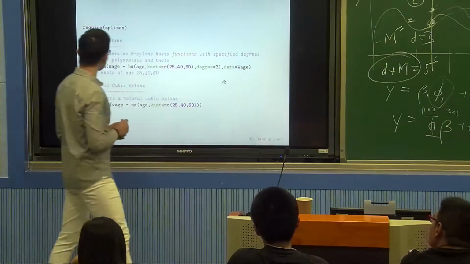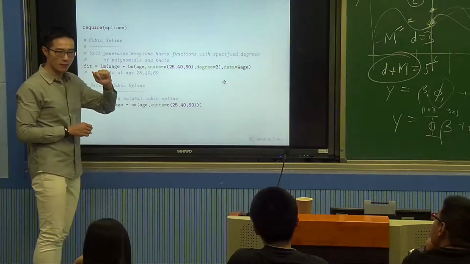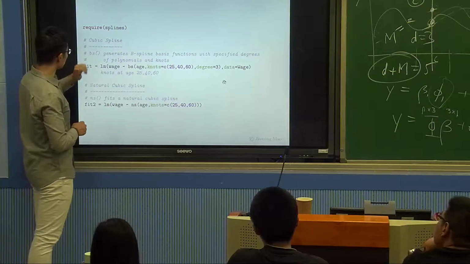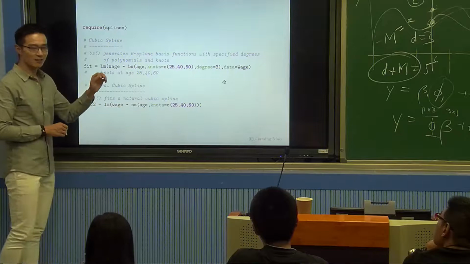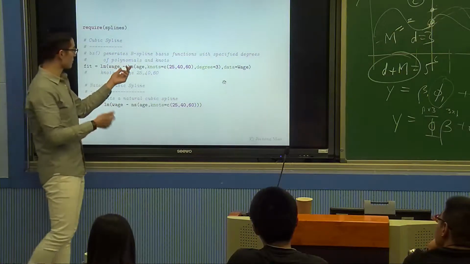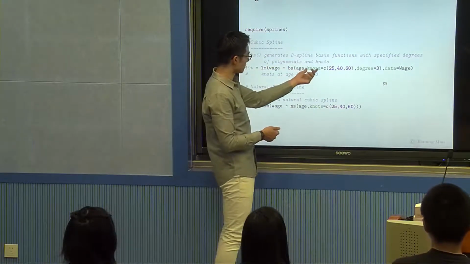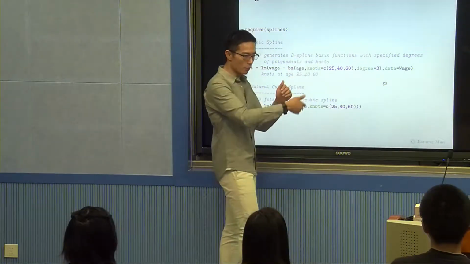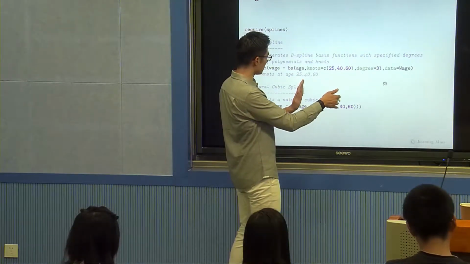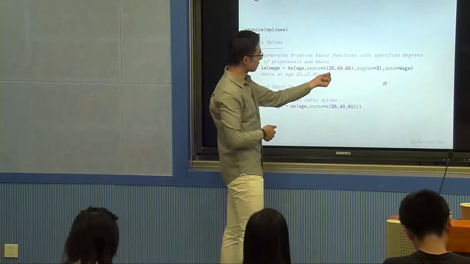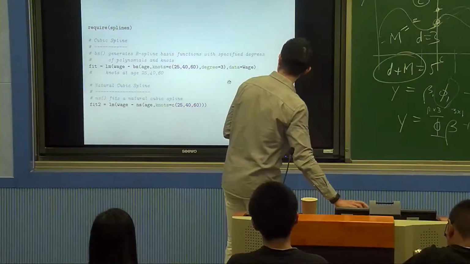All you need is to require the splines package and use the spline library, and the function here is bs. BS is a cubic spline where we're regressing wage on age with knots. The knots mean where you cut the data, right? So here we cut our age into 4 regions. The 3 knots are 25, 40, 60. So here is what it looks like.